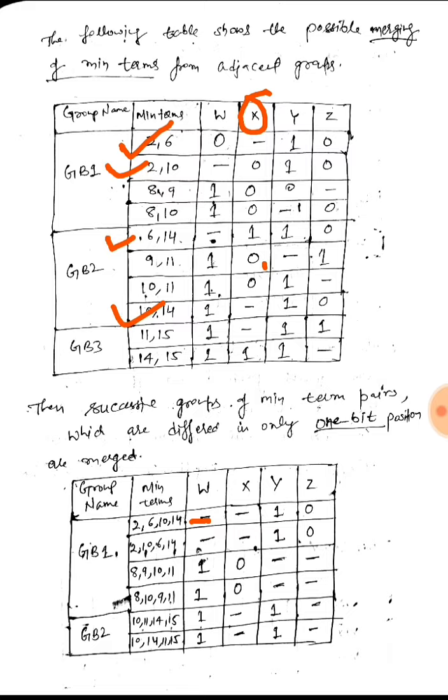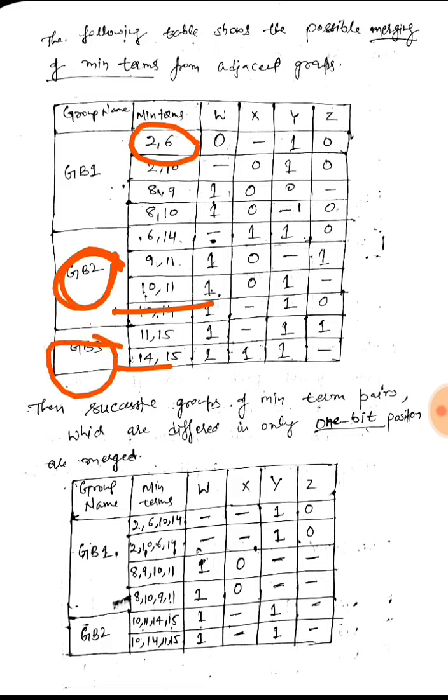So I will have groups of 4 minterms: 2, 6, 10, 14; 2, 10, 6, 14; 8, 9, 10, 11; 8, 10, 9, 11; then 10, 11, 14, 15; and 10, 14 with 11, 15. So this is how I combine the groups now, the minterms in group 1 with groups 2 and 3, and similarly group 2 with 3. So now I have 4 minterms.